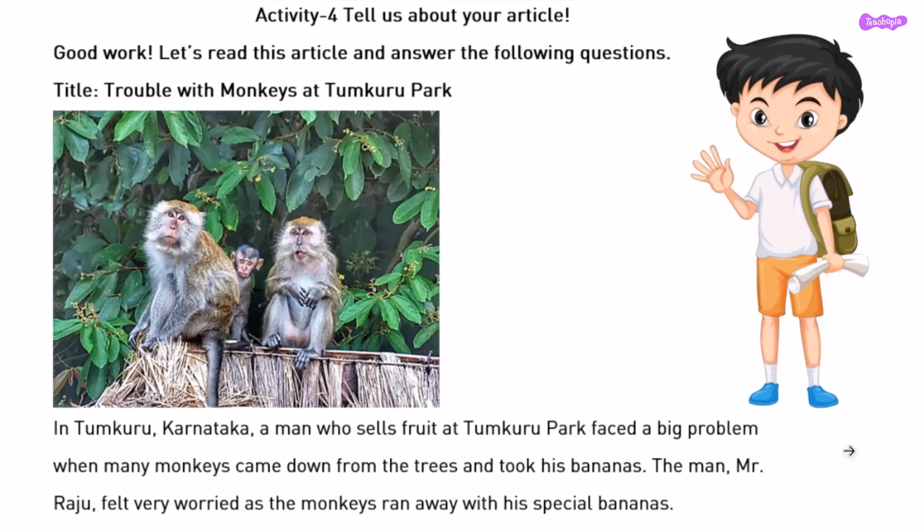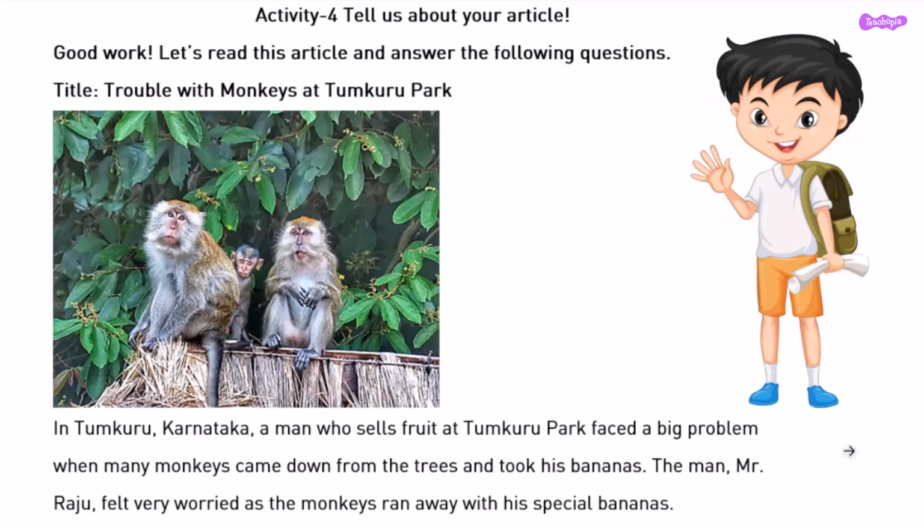So, let's read. In Tumakuru, Karnataka, a man who sells fruit at Tumakuru Park faced a big problem when many monkeys came down from the trees and took his bananas. The man, Mr. Raju, felt very worried as the monkeys ran away with his special bananas. Mr. Raju called the police for help because he didn't know what to do. The police called a special team that knew about animals.